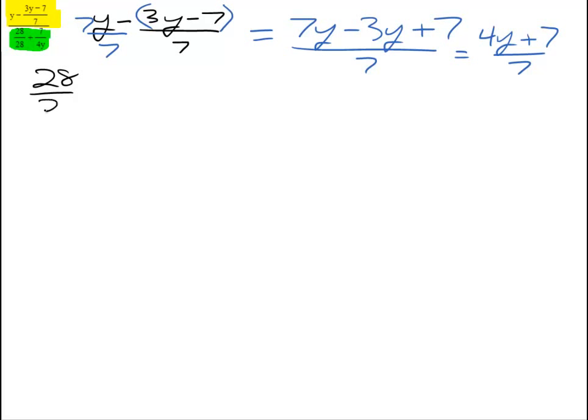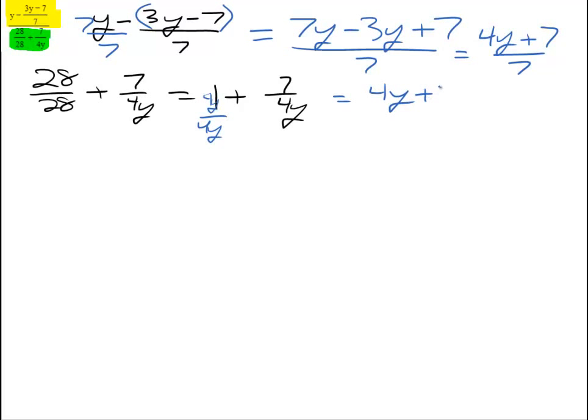Well, 28 over 28, that's just 1, right? They're trying to confuse you here. So this is really just 1 plus 7 over 4y. And just like before, we've got to get a common denominator. So 4y over 4y, and you get 4y plus 7 over 4y. Again, done. There's no reduction we can do there.